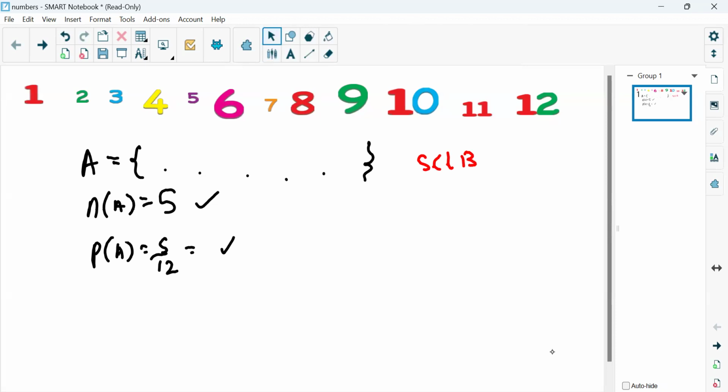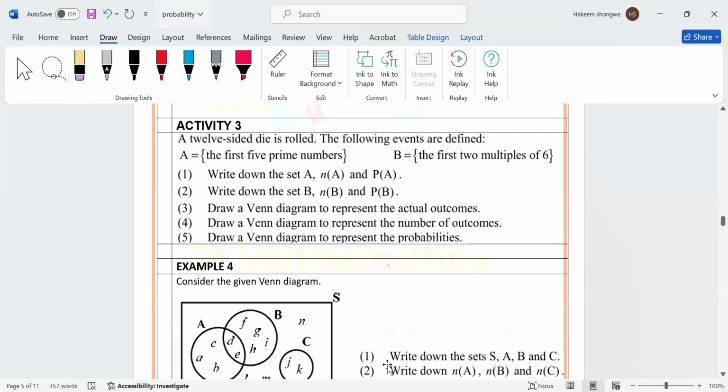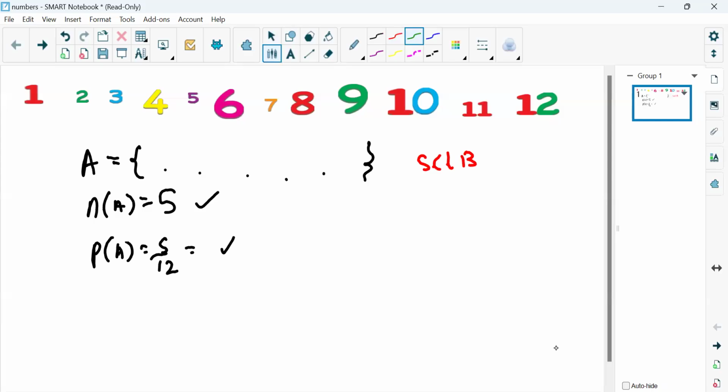Now, what do they want for set B? They say they wanted factors of 6. Yes. Multiples of factors. So we want multiples of 6. What are going to be the multiples of 6? Multiples of 6 we have 6 and 12.